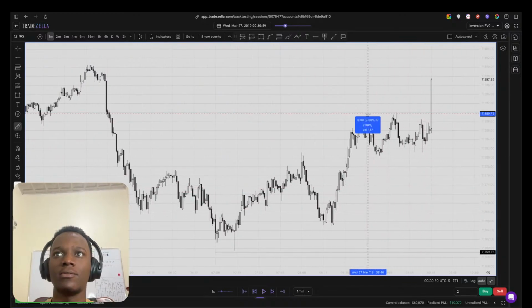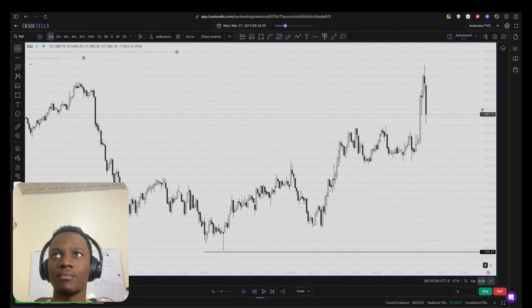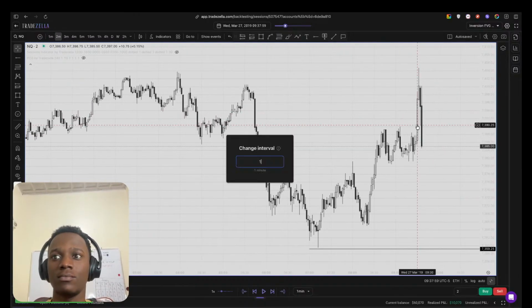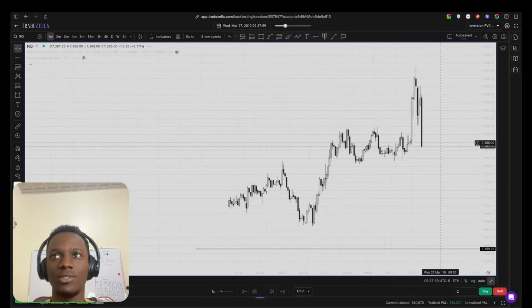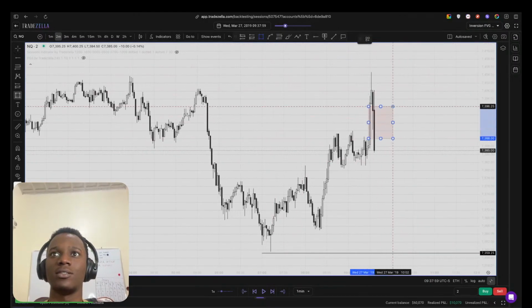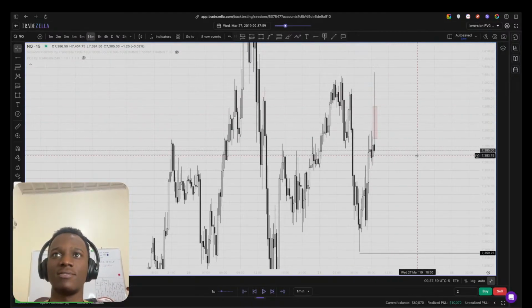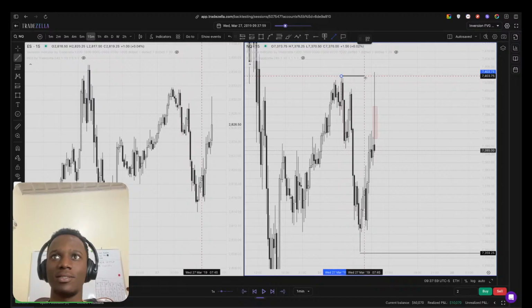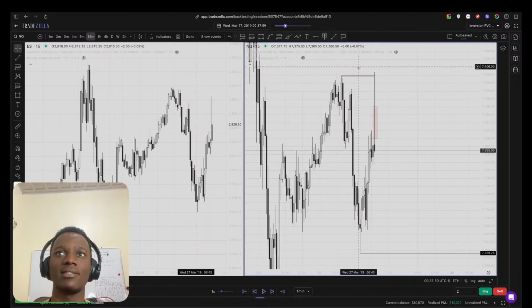$930 open, run higher. Two-minute inversion and 1 minute inversion. Very, very good rejection. If this 15-minute holds like this, it will be great. We have a run on liquidity here, and it's also an SMT.